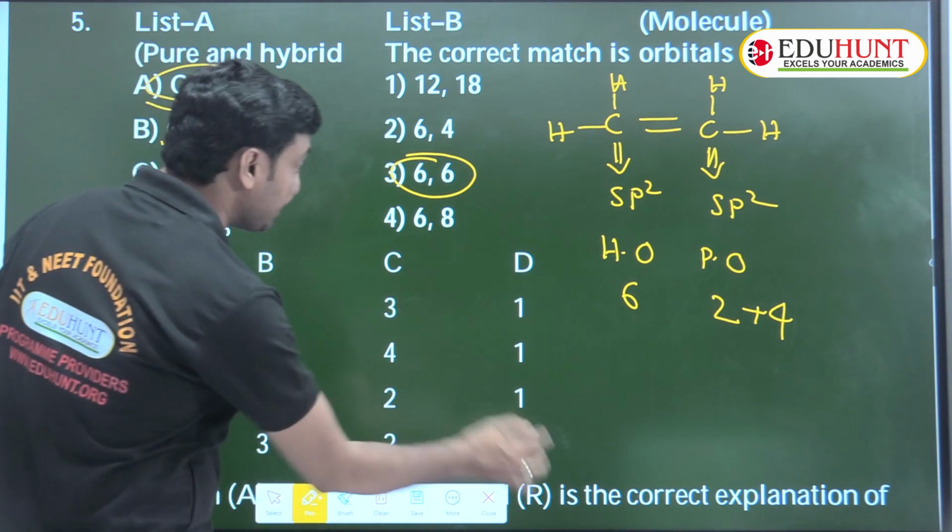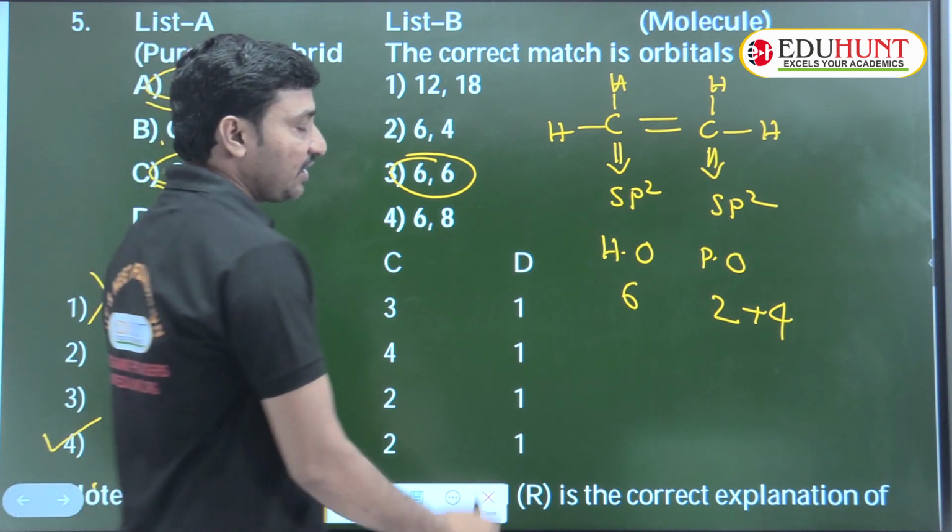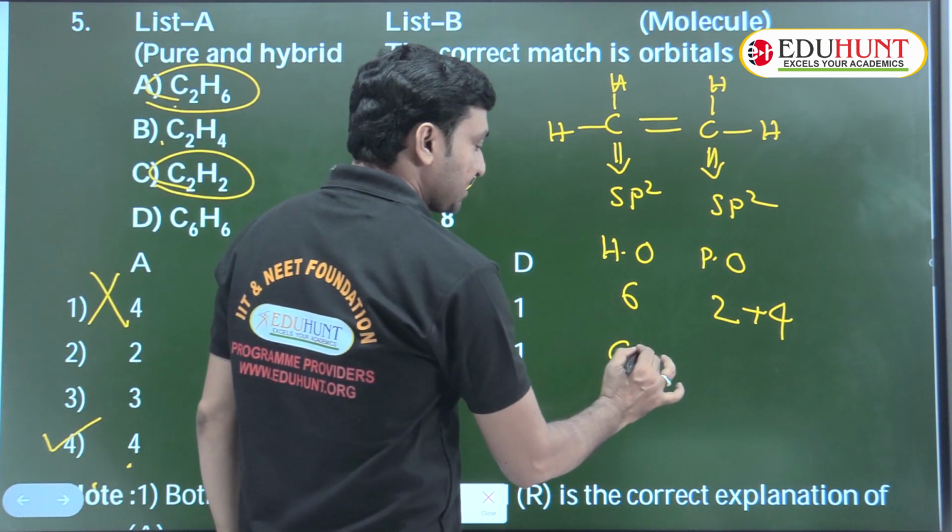Let us discuss C and D also. C2H2, acetylene. What is the structure of C2H2?